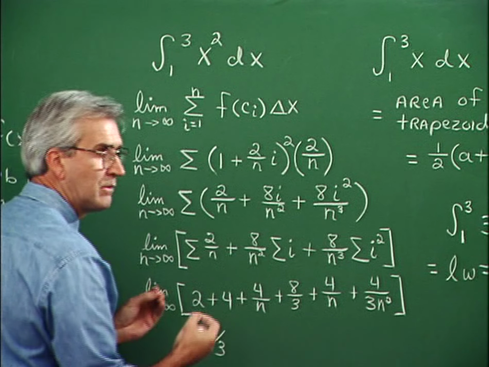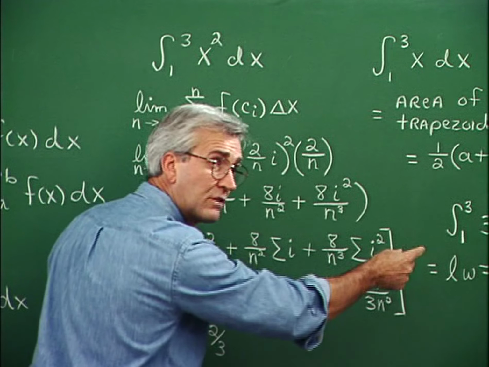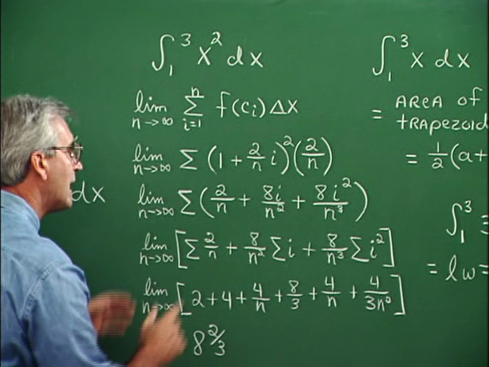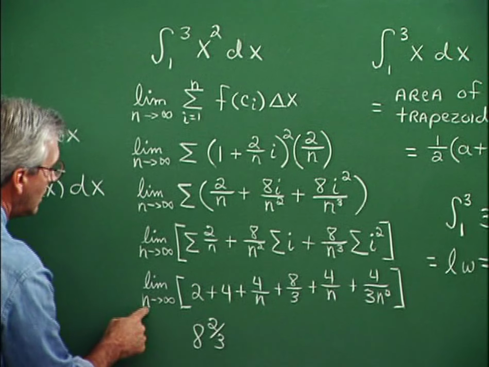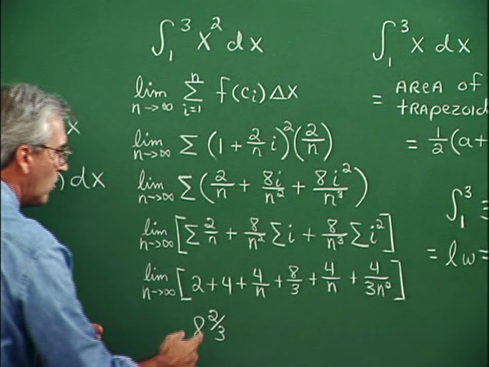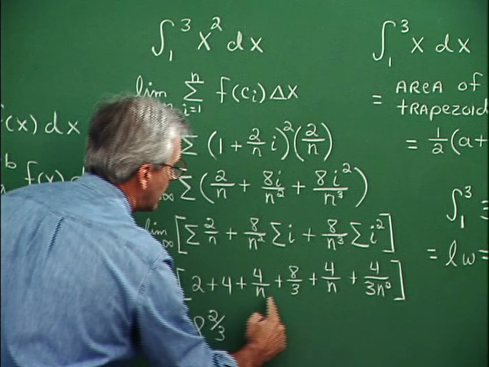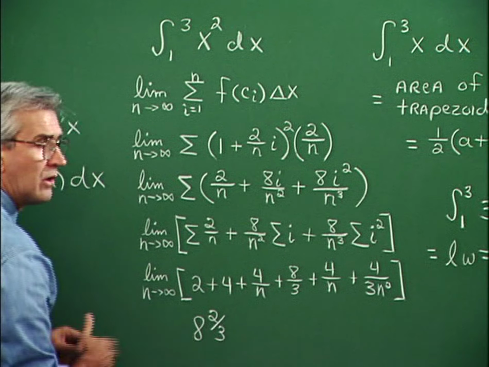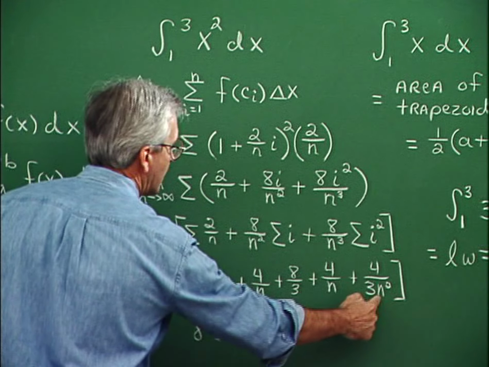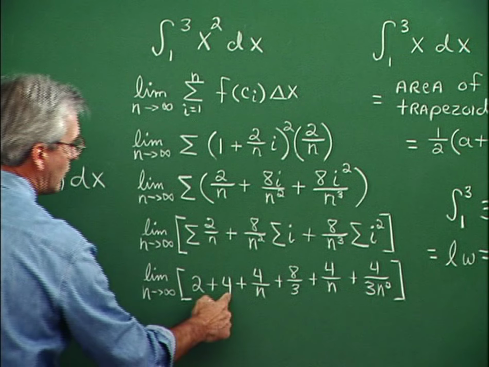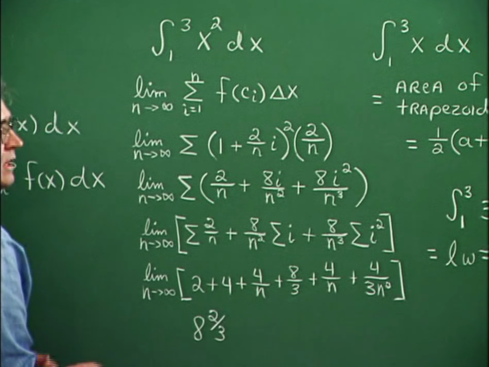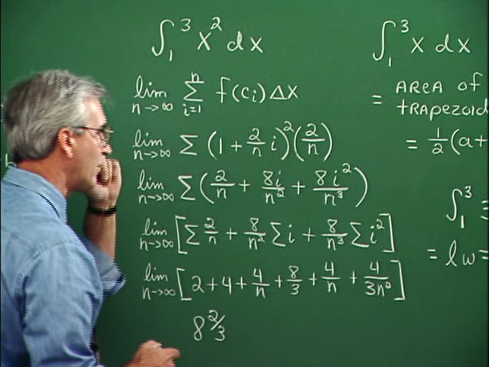We've done it enough times before where you know this is going to be a mess for a couple of steps, and we simplify as well as we can, and it'll turn out that we have the limit as n approaches infinity of all of this. Now, we also know that for all of these fractions that contain n or n squared, those fractions disappear. They go to 0. So this goes to 0, that goes to 0, this goes to 0, and so we have 2 plus 4 plus 8 over 3, and it turns out to be 8 2/3. Okay, that's part of what I want to show you.